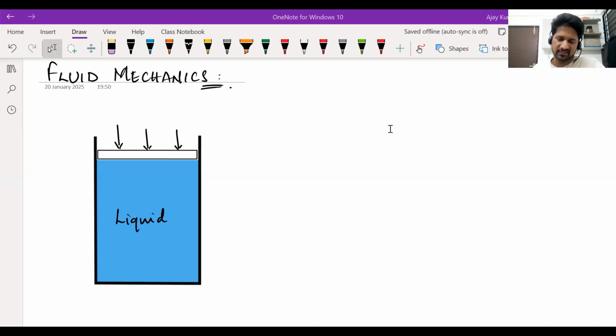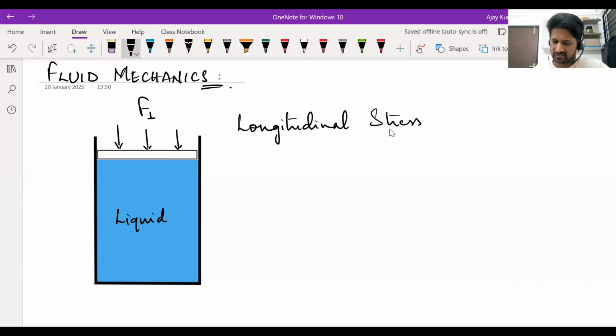When we apply a force like this, basically what we are doing is applying a force perpendicular to the cross-sectional area. So we are exerting a longitudinal stress on the liquid surface. As a result, she said the liquid gets compressed. See, it's hard to observe actually. Liquids are compressible, but not so much that you can easily see the compression happening. To some extent, they are.